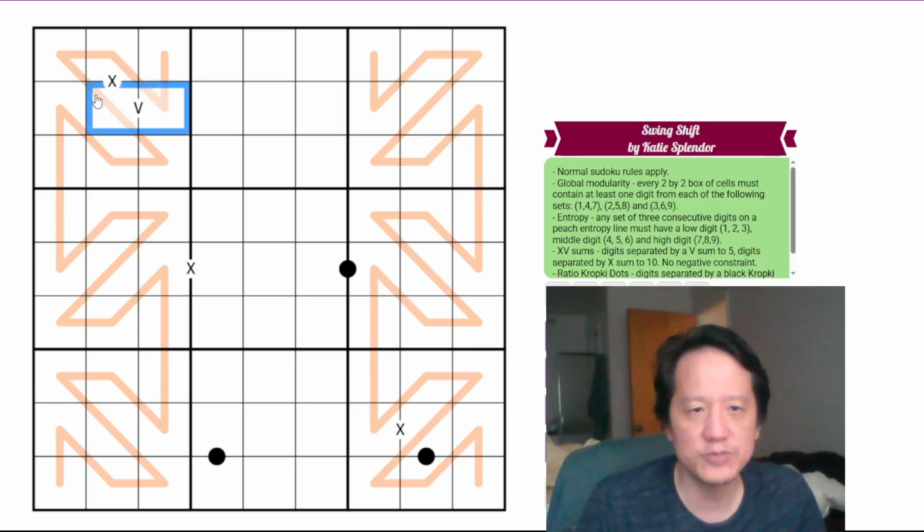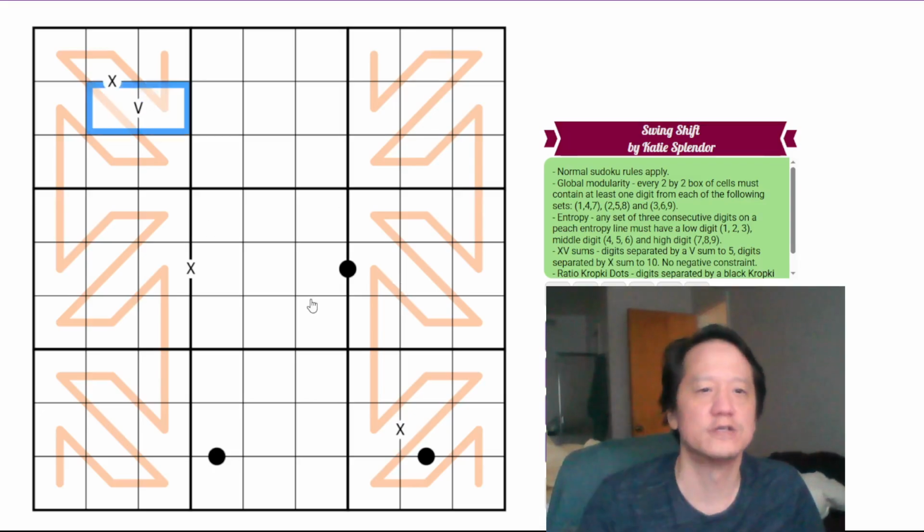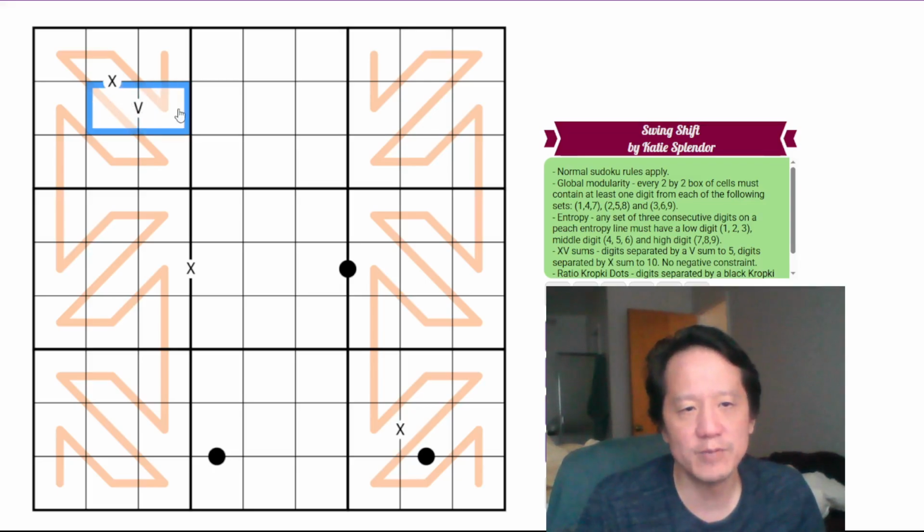So the one that comes to my mind immediately where I want to start is this V. It limits things quite a bit that this has to be V.